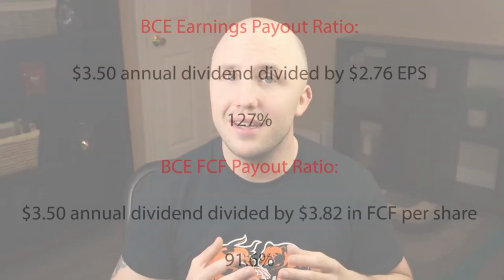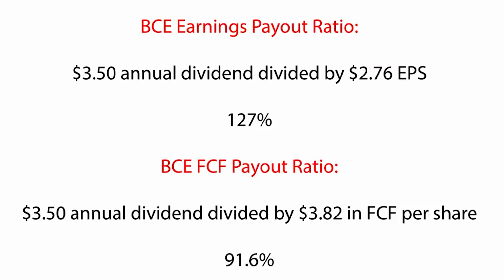Now, BCE's payout ratio is still pretty high at 92% of free cash flow, but it is a lot better than the 120% plus in terms of earnings per share. So we've gone over the payout ratio in terms of earnings, we've gone over the payout ratio in terms of free cash flow, and we found out how to figure out the free cash flow of a company. And one thing I forgot to mention in the calculation of free cash flow is you do have to subtract preferred dividends paid. I forgot to mention that at the start.